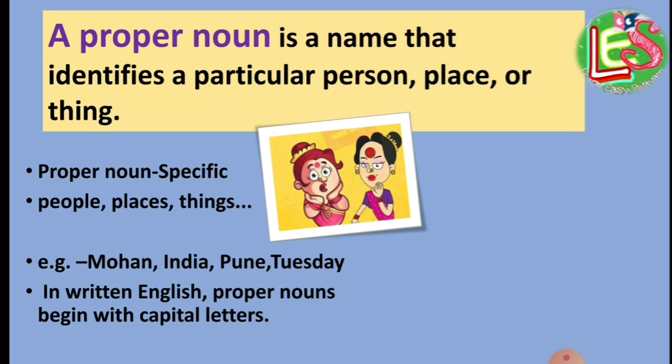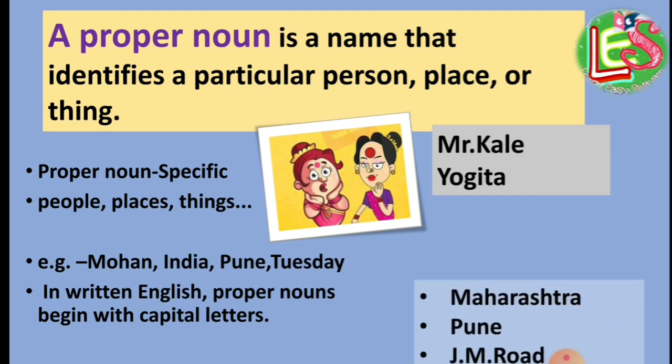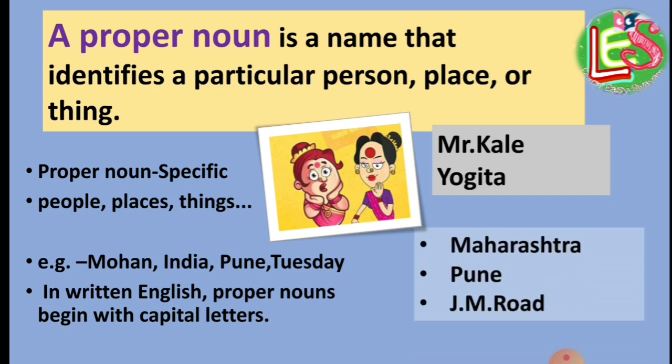So, in written English, proper nouns generally begin with capital letters. See, Mr. Kale, Yogita, these are the example of proper noun, and every noun is started with capital letter. Second example, Maharashtra, Pune, JM Road, these are the examples of proper noun.